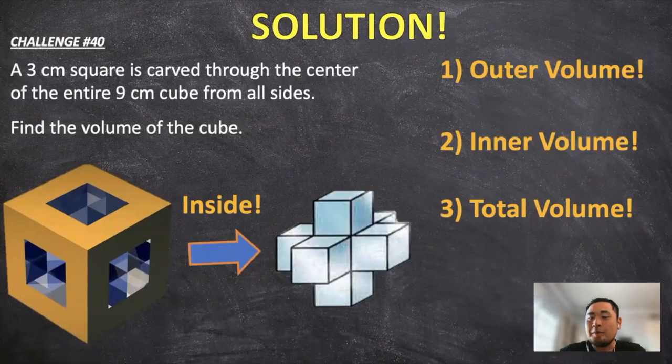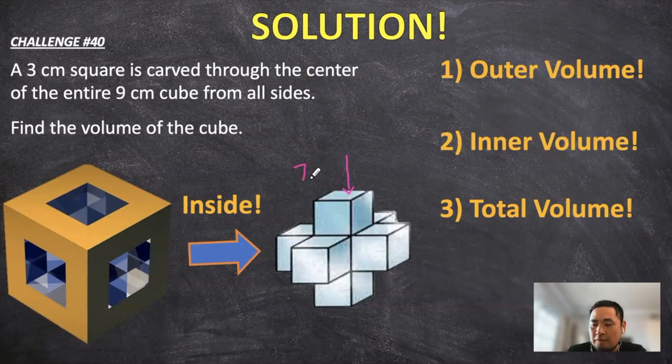Alrighty guys, were you guys able to visualize the inside of the cube? So if we cut out the 3 centimeter squares and carve it all the way through the cube, it's made up of 3 centimeter cubes around. And if we count them up, it looks like there's 3 on the middle vertical section right here, and there's 4 surrounding it. So there's a total of 7 small cubes.